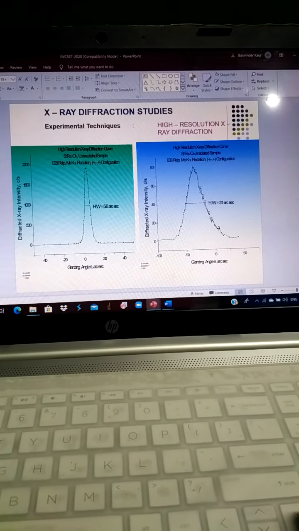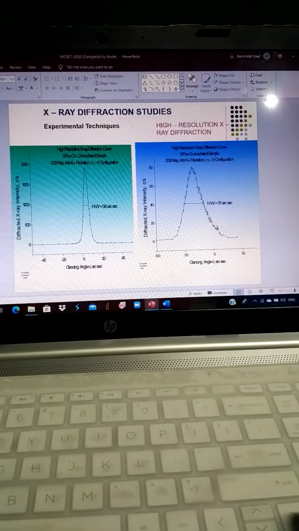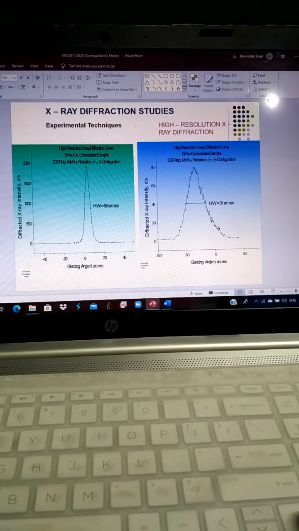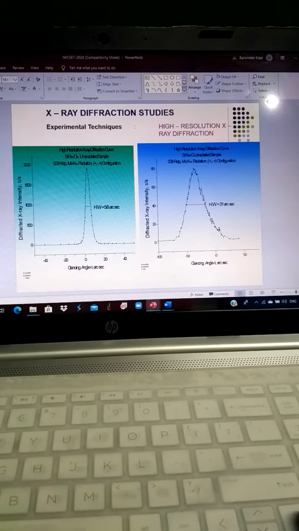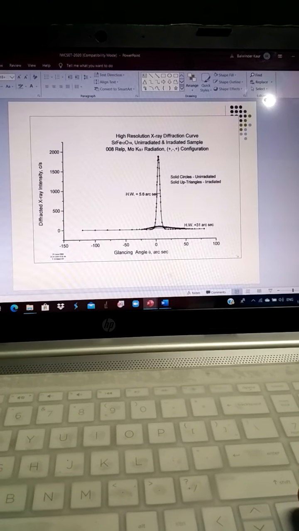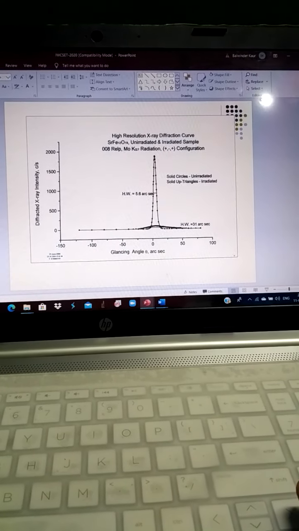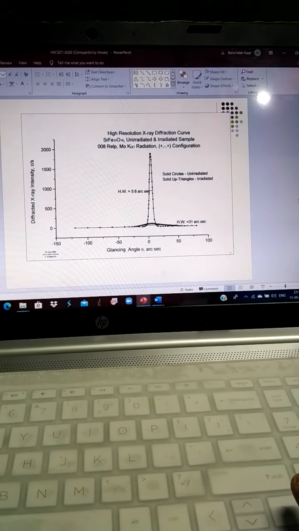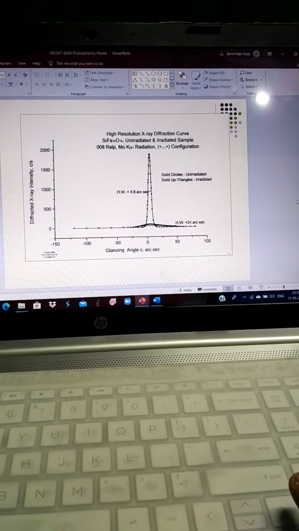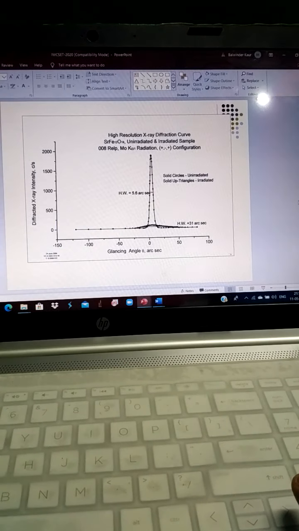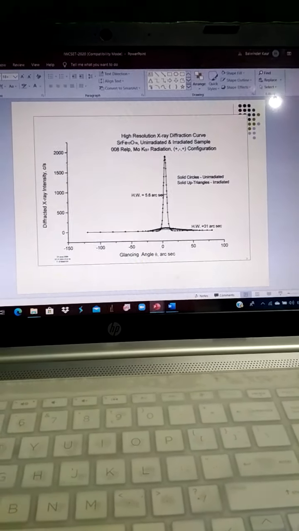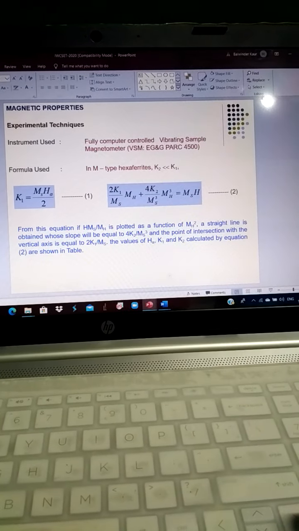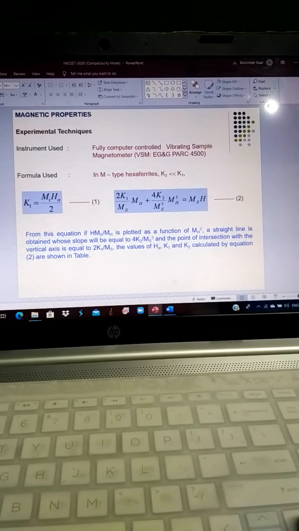This curve shows the XRD peak in case of pristine pure strontium hexaferrite crystal, and the second peak shows the peak in case of the irradiated one. When we compare the two, we see that the crystallinity of the sample decreases with irradiation, as the half width increases from 5.6 arc second to 31 arc second. So we can say that the creation of defects and amorphization takes place with the irradiation.